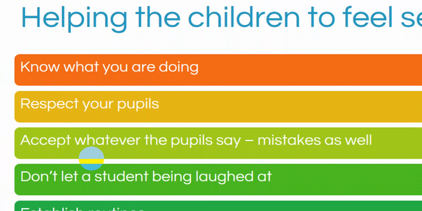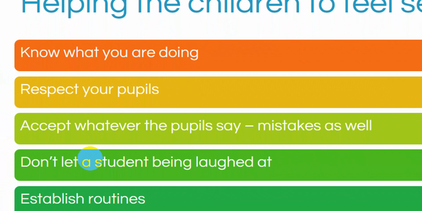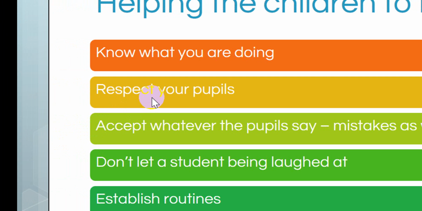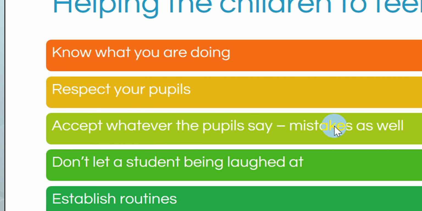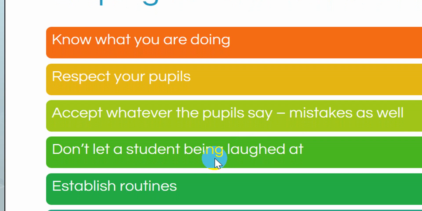Now, how can we make them feel secure? First, you have to know what you are doing. Do not experiment with things. You have to be sure. Get to know the children one by one, and then respect them as a unique personality. Accept whatever they say, even though it is a mistake. Sometimes the mistake can be the source of feeling insecurity. Why? Because they don't like to be laughed at. So, in order not to be laughed at, you have to be able to treat mistakes in a very positive way and ask the other children to be positive.